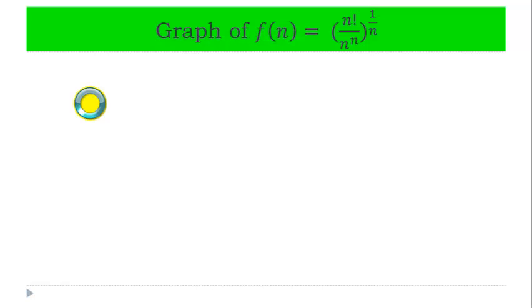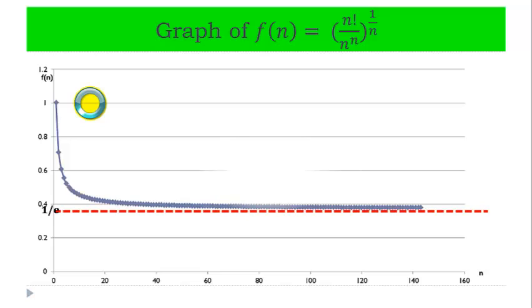This also shows the graph of (n factorial over n to power n) raised to power 1 over n. This is the graph. As you can see, that function is tending to a value 1 over e, which is equal to e raised to power minus 1, as shown previously.